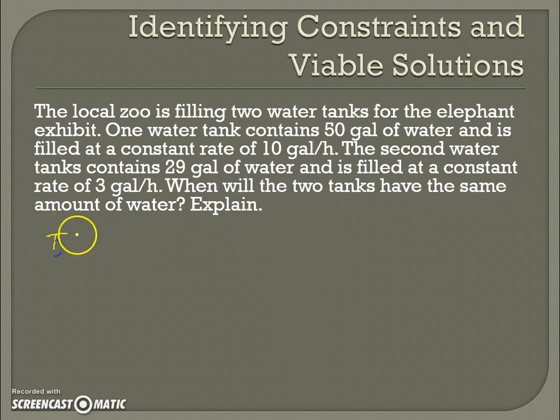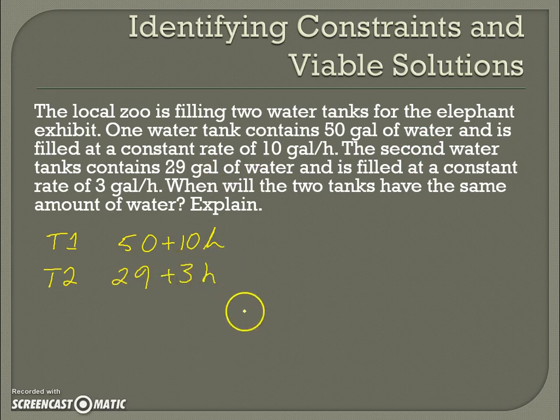Okay, so I have tank 1, which contains 50 gallons, and it grows at a rate of 10 gallons per hour. The second water tank, I guess that should be an H. Let's make it an H. It'll make me feel better about myself. And give me my marker back. There we go. All right, 10H. And then tank 2 contains 29 gallons of water and fills at a rate of 3 gallons per hour.